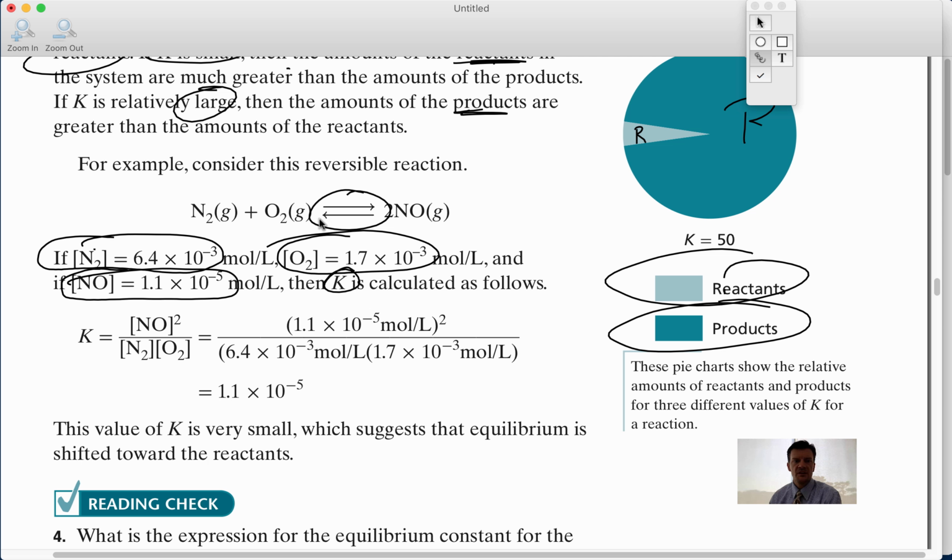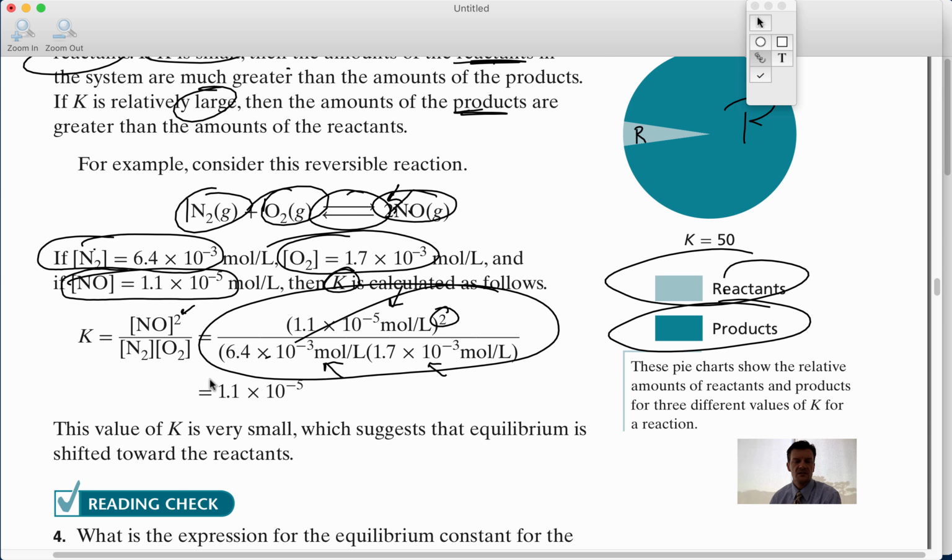Well, you just plug into your formula. You first have to write the formula. Here's your product, and your coefficient is a 2. Notice that concentration is going to be squared. Here are your two reactants. They have a coefficient of 1. So you just plug in the concentrations that are given here, and don't forget to square that one. Evaluate that, and that would be your K value. Notice how small it is.